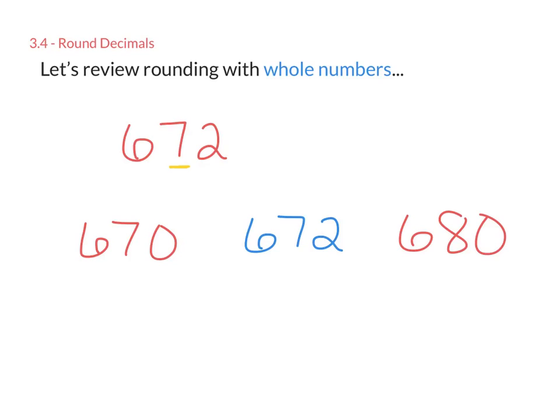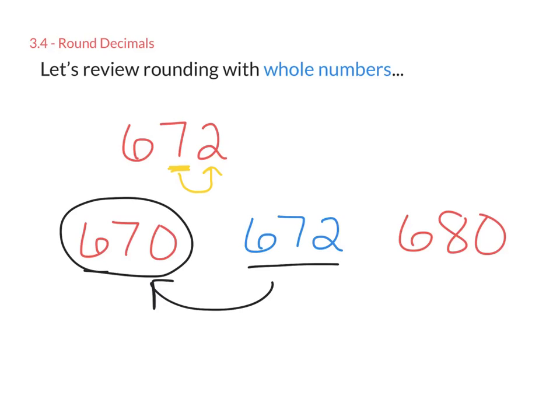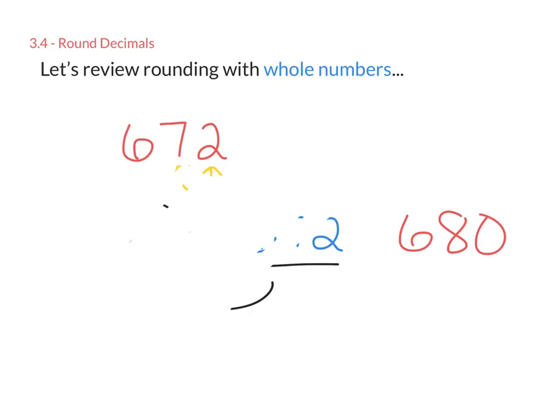And the way you do that is by looking at the digit to the right of the tens place. So if we're rounding to the tens place, we're going to look one digit to the right. If the digit to the right is 5 or greater, we're going to round up. If the digit to the right is less than 5, we're going to round down. In this case, 2 is less than 5, so we're going to round down. So 672 rounds down to 670. Let's look at another one or two whole number examples.